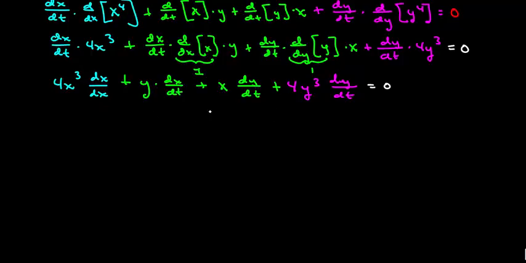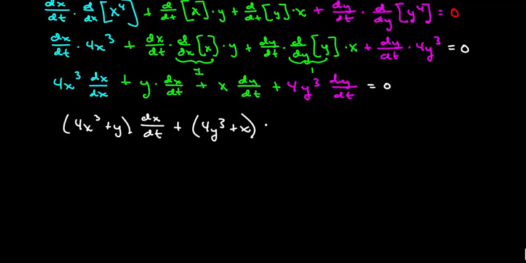So you'll typically put your like terms together. I can factor out of here a dx/dt. So I'm going to have 4x to the third plus y times dx/dt plus 4y to the third plus x times dy/dt, and that is equal to 0. If you wanted to get dx on one side and dy on the other side to see what the relationship is, we could solve for dy/dt by itself. And this is good right here.